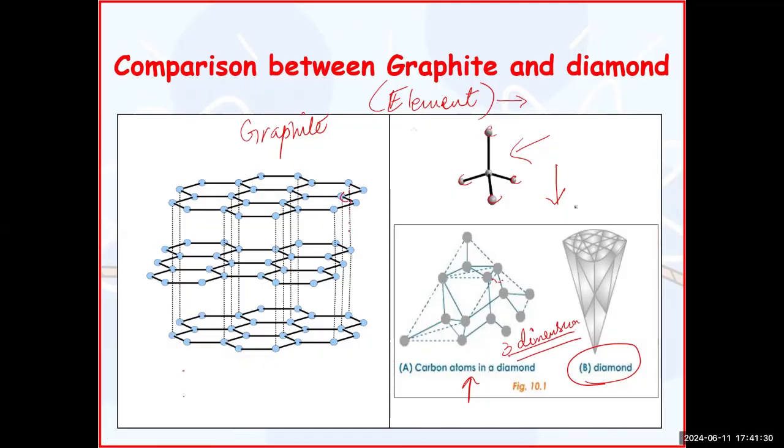You see, this dotted line is showing a very weak bond with an atom in the next sheet. The fourth electron is making a very weak bond with the carbon in the next sheet. So these bonds between the two sheets or three sheets are very weak, so these sheets can easily slide over each other.